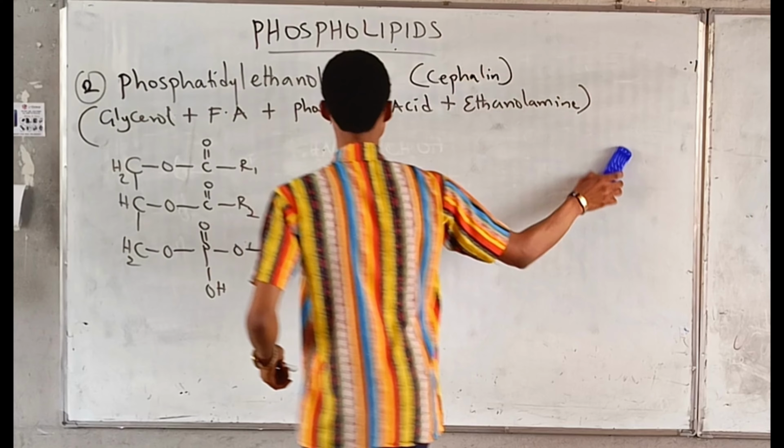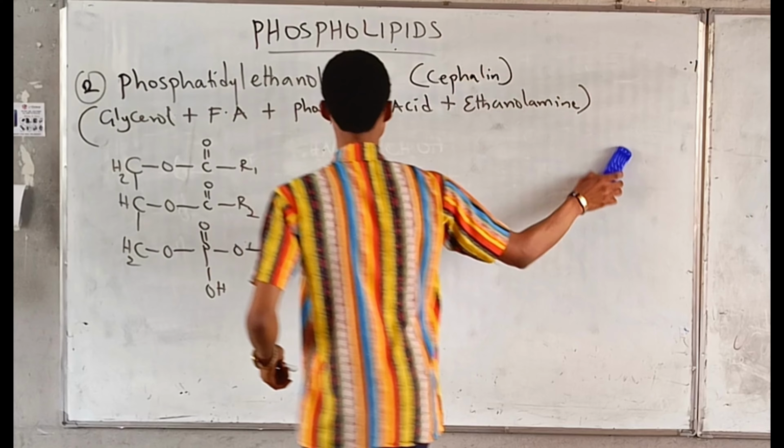NH3 plus in the ionized form, you've not changed anything. Instead of NH2, you can use NH3 plus. They are the same thing. This is in the ionized form. So this is phosphatidyl ethanolamine. So draw that, and we'll draw the next one, phosphatidylcholine.